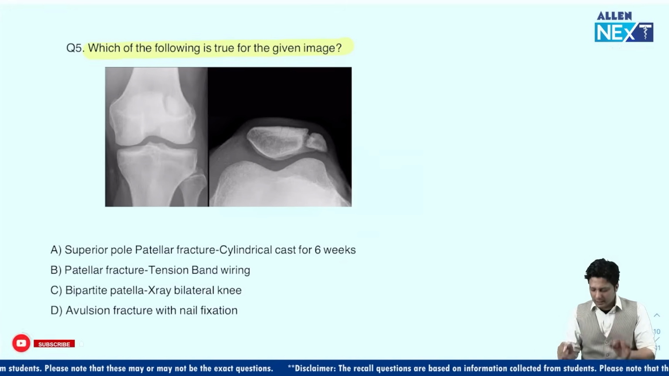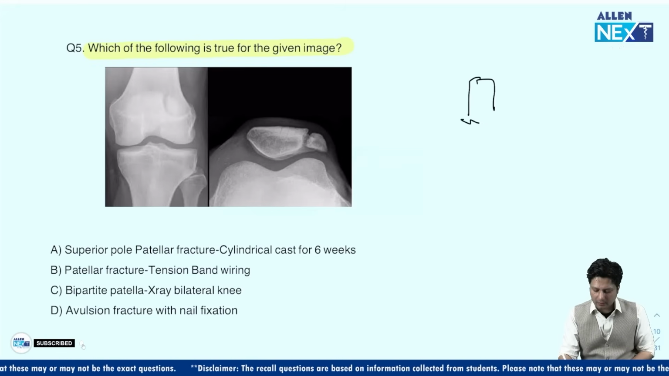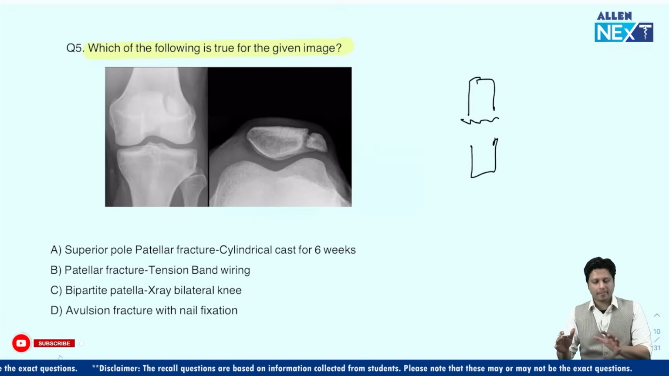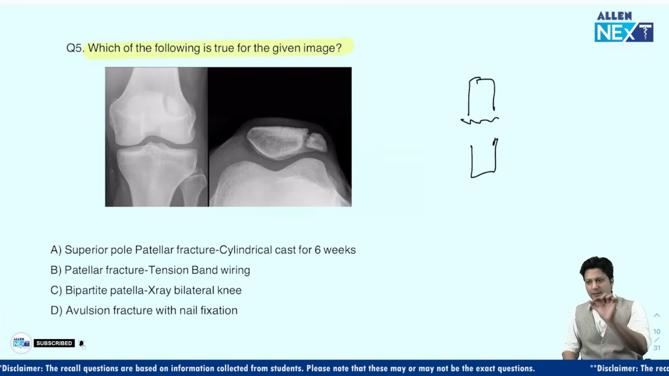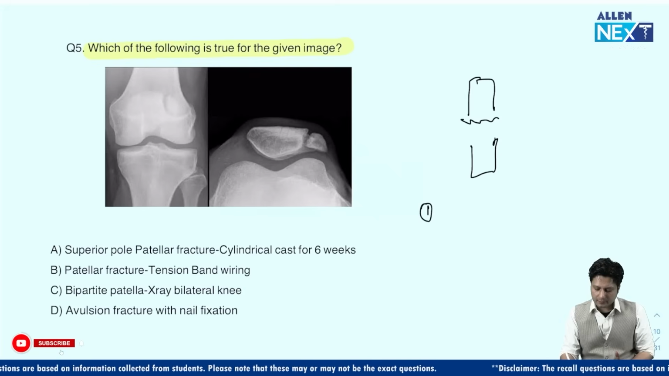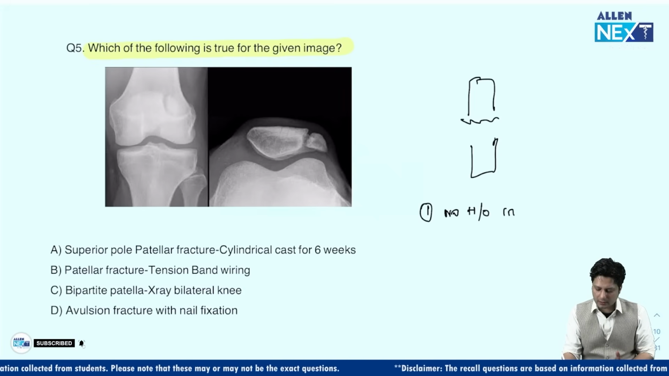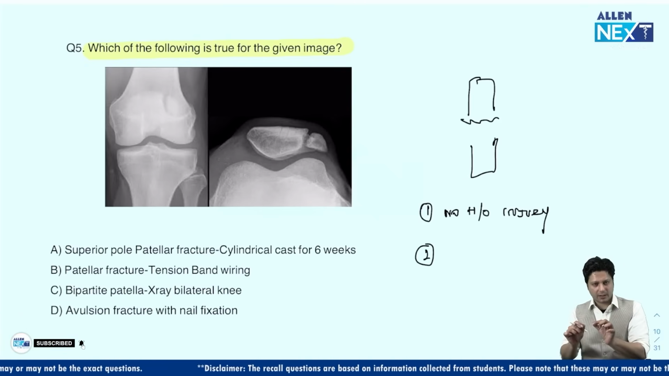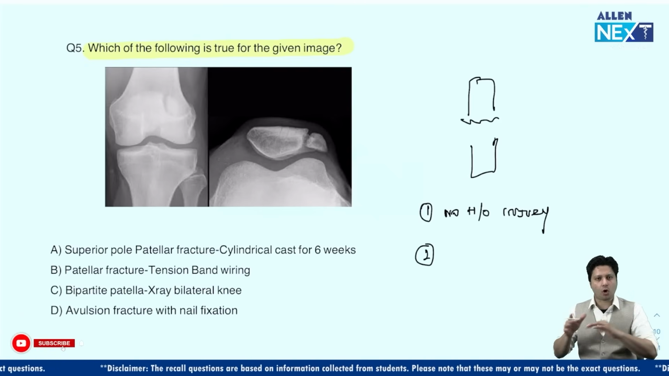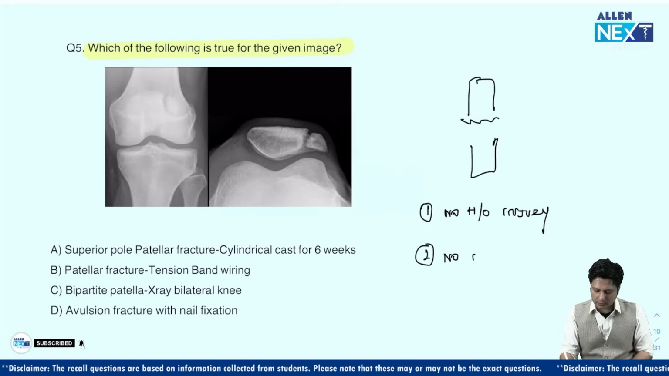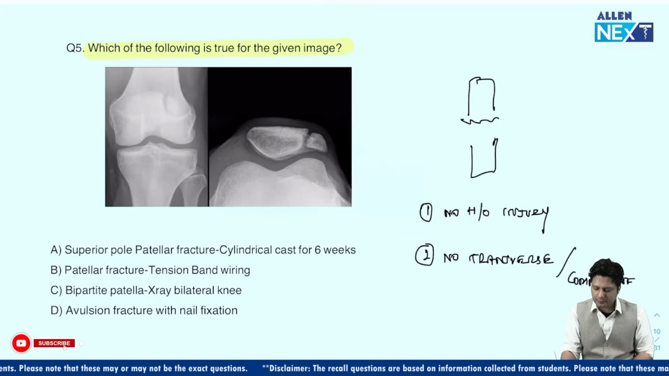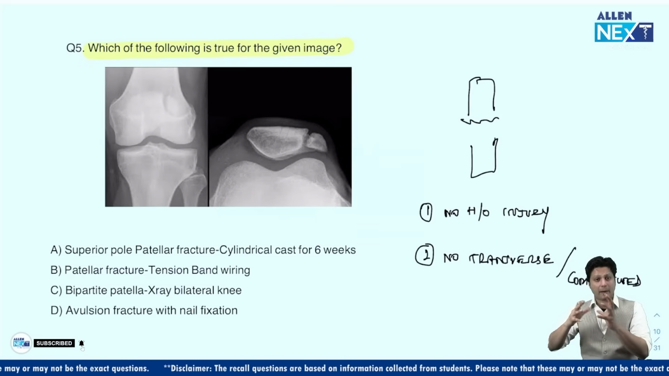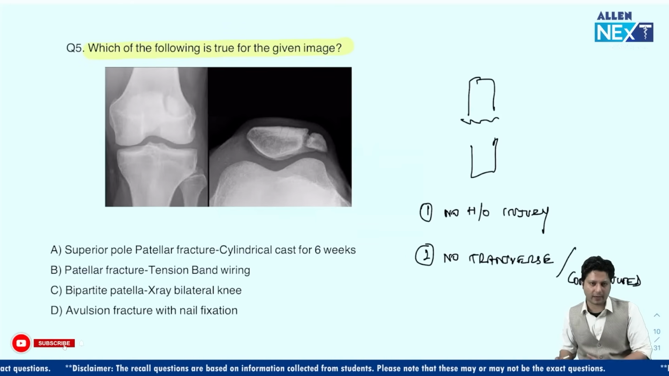Now, before that, if there is a fracture in the patella, then there has to be a history of injury given in the question. So point number 1, no history of injury is given to you. Point number 2, whenever there is a fracture in the patella, it is going to be either transverse or comminuted, because majority of the time what you get is either a transverse fracture or a comminuted fracture. So in this question, neither a transverse pattern fracture is given, nor a comminuted fracture pattern is given.